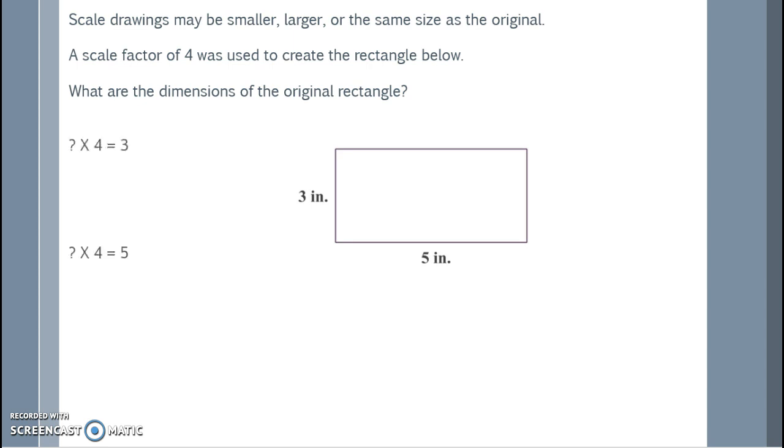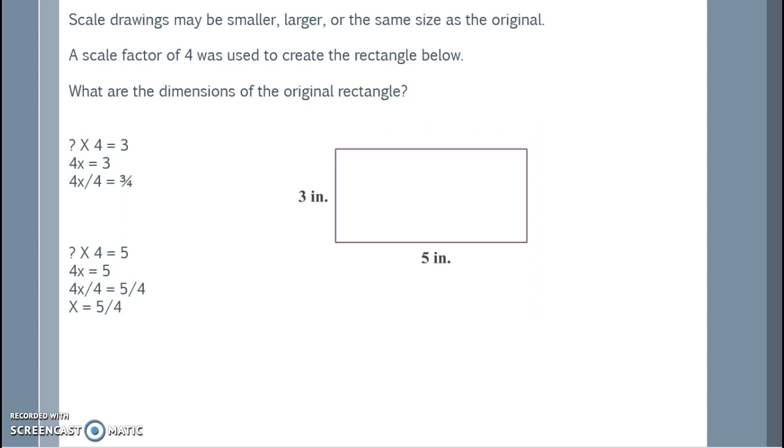So we ask ourselves, what times 4 would give us 3, and what times 4 would give us 5? We do not know the original dimensions yet, so we can replace the question mark with a variable. So 4x equals 3. When we divide each side by 4, x is equal to 3/4.